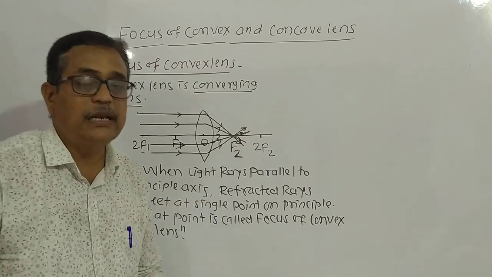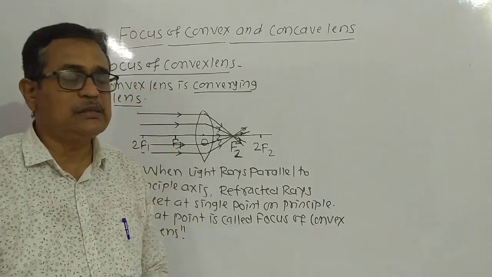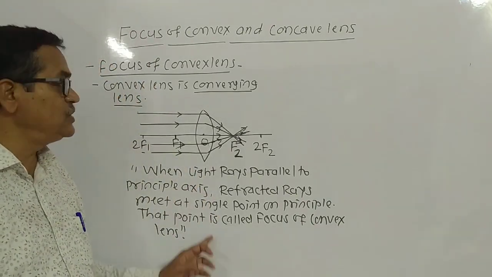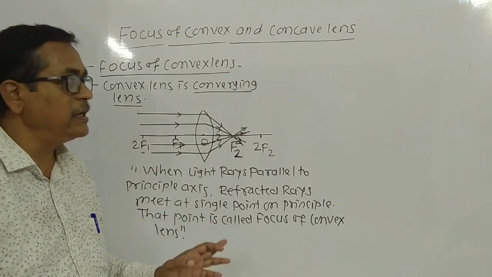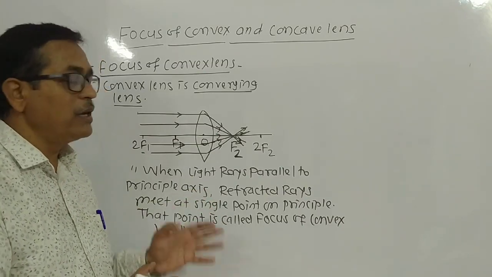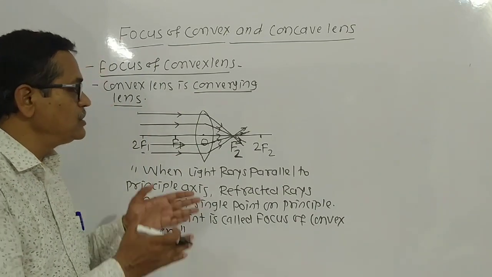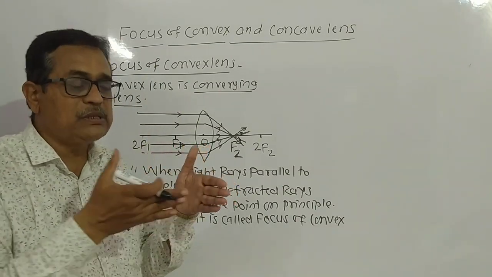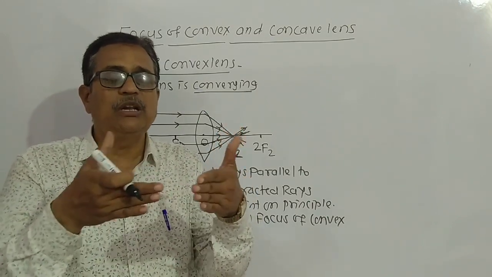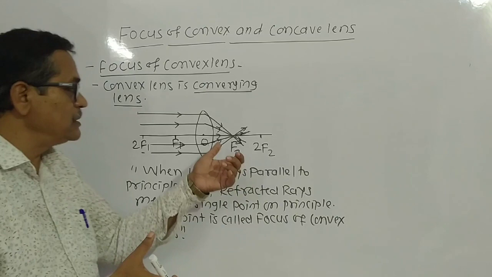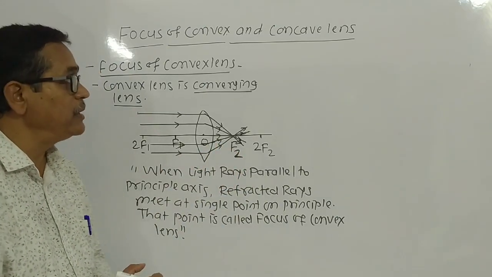There is one question in your CBSE question paper: what is the focus of convex lens? Hence it is necessary to write the definition and draw the diagram. Convex lens is a converging lens. I hope you can completely understand why it is called a converging lens: light rays refracted from the convex lens meet at a single point. All the refracted rays meet at a single point, hence it is called a converging lens or convergence of light.